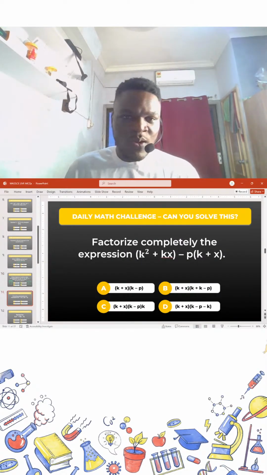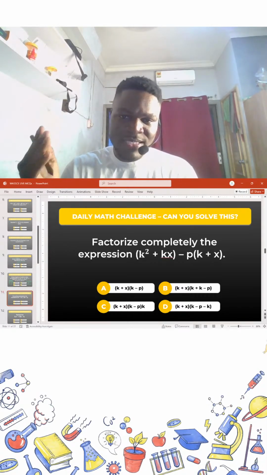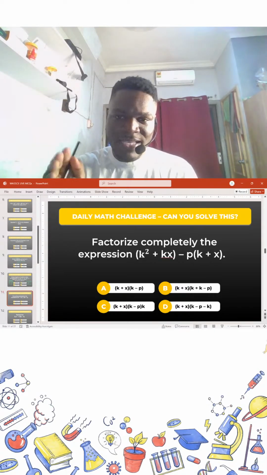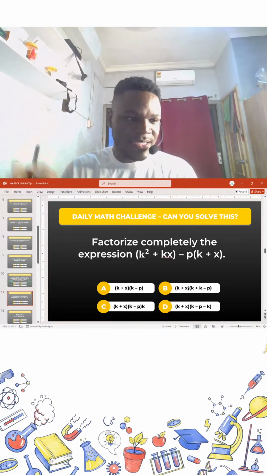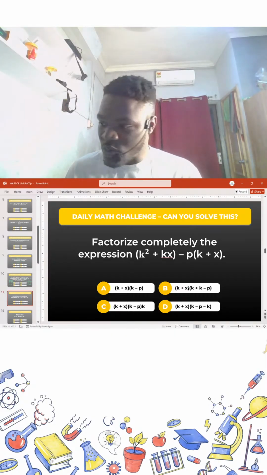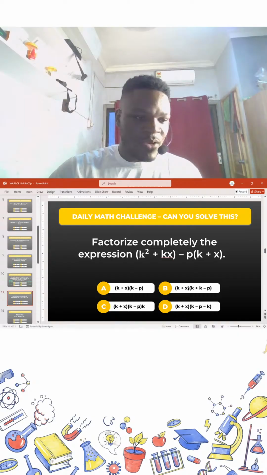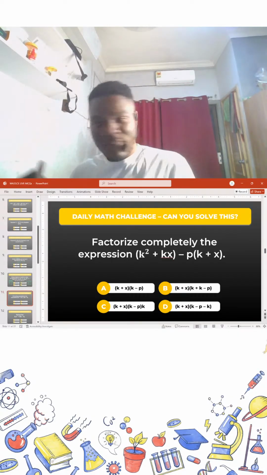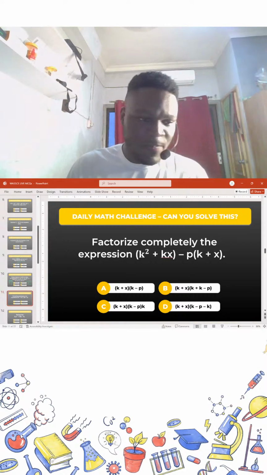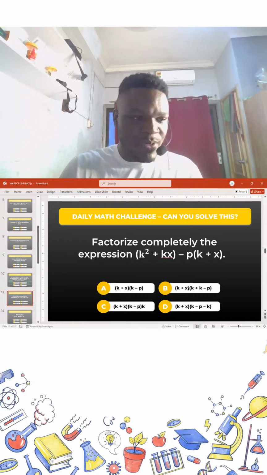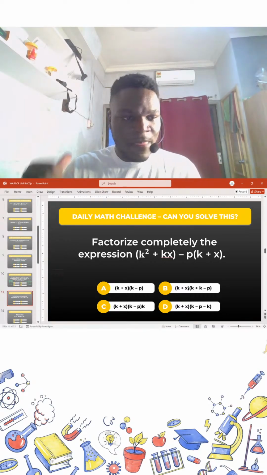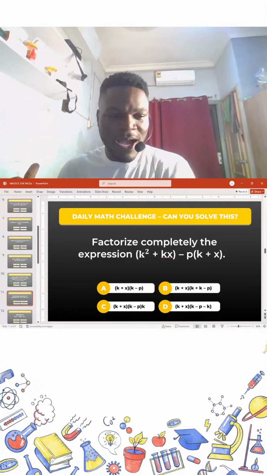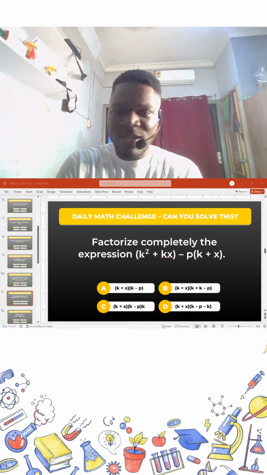So let's go. The next question we have is, we have to factorize completely this expression: (k squared plus kx) minus p(k plus x). This is the expression that we are supposed to factorize. Are we okay? So guys, let's try and factorize this expression, and let me quickly go for a water break. So that is the expression. Please, let's quickly copy it and I will be right back after a small water break.